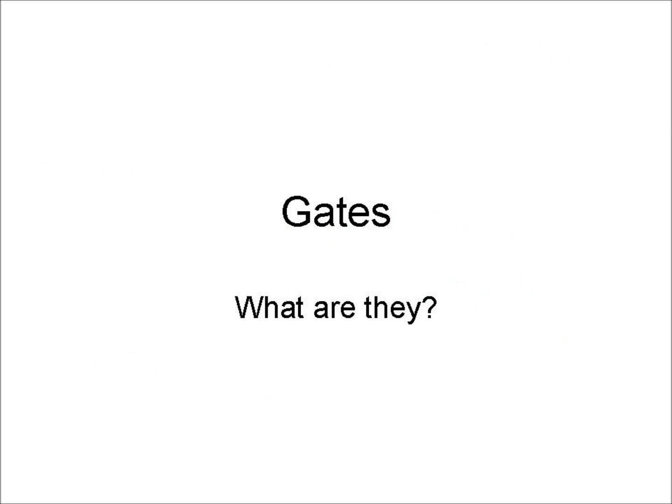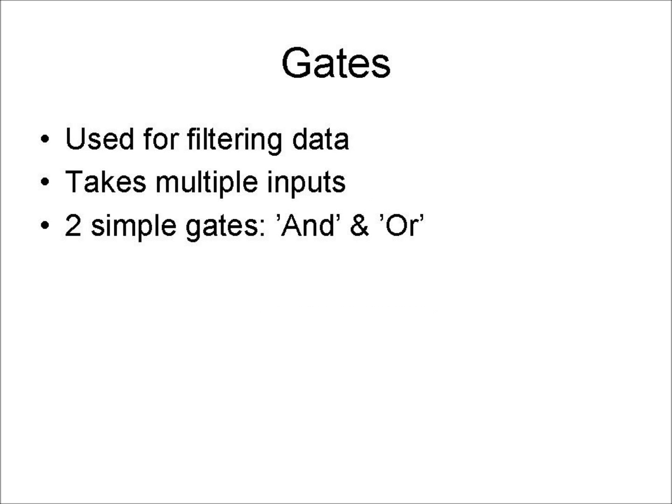Gates are small chips you can use to manipulate or filter outputs. There are different kinds of gates for whatever you need, but I'll only cover some basic gates in this video. As I said, gates can be used to filter data, such as outputs. Gates usually take multiple inputs in form of numbers or strings. I'll show you 2 basic gates, the AND gate and the OR gate.